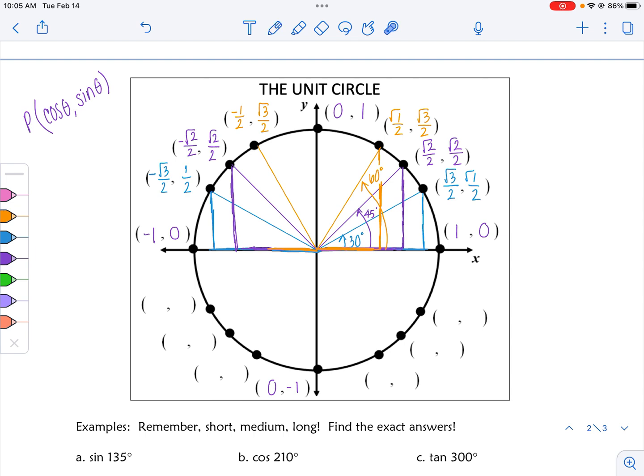This is repeated around all quadrants. You just have to notice if it's positive or negative based on your direction. So let's try a few examples and then we'll come back and finish up this unit circle.